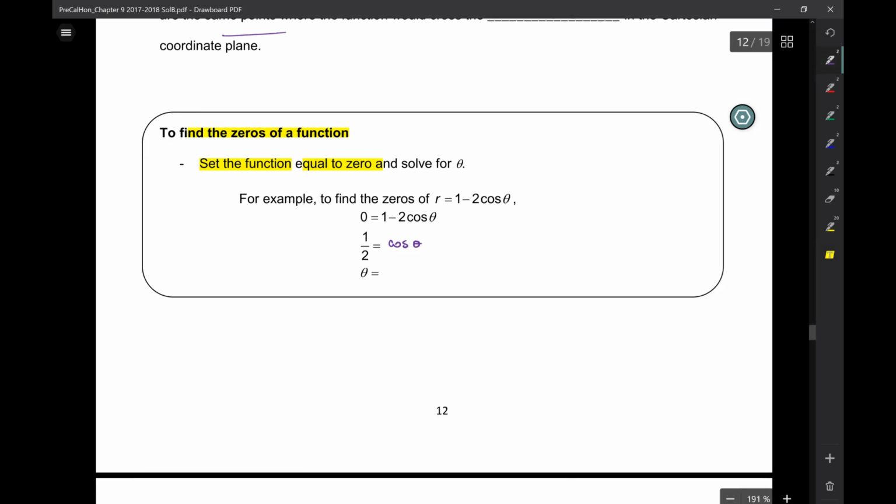So what's theta equal to? Pi over 3 and 5 pi over 3? Pi over 3 and 2 pi over 3. Oh, for cosine, I'm sorry.